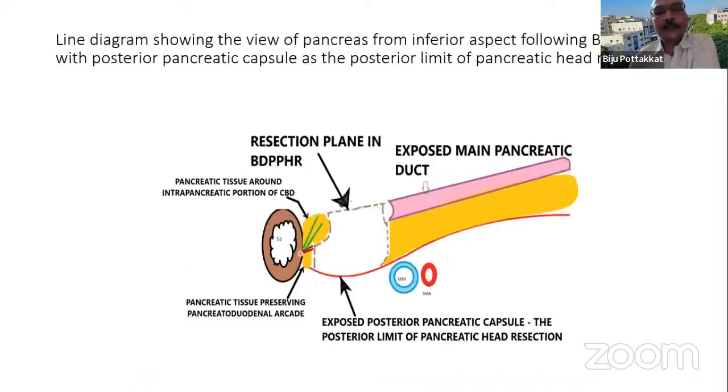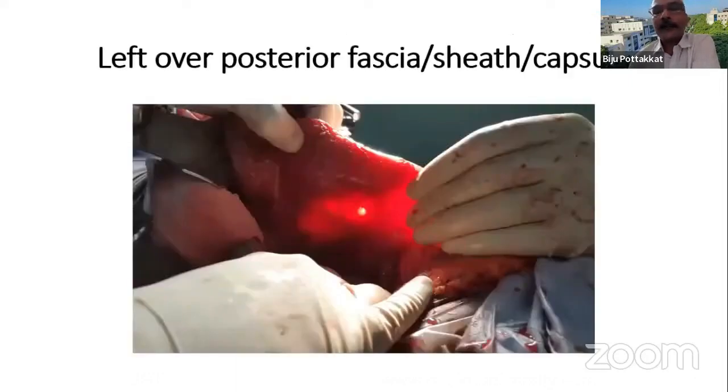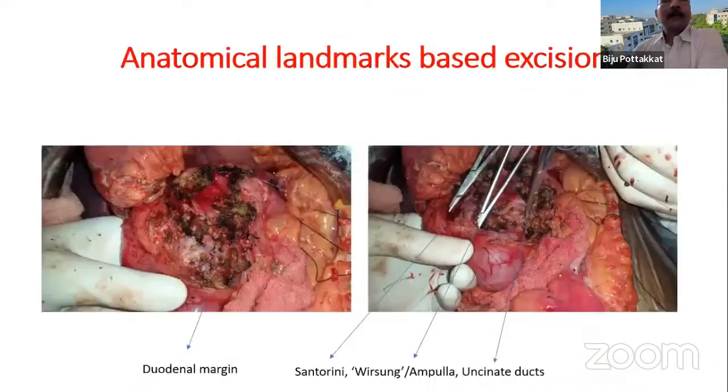And finally, the picture will be like this. This is what we call a more extended coring. Finally, after the coring, it will be just a simple thick layer of the posterior capsule without much pancreatic tissue. So this is our modification, what we do nowadays. And we also go right to the medial duodenal wall.